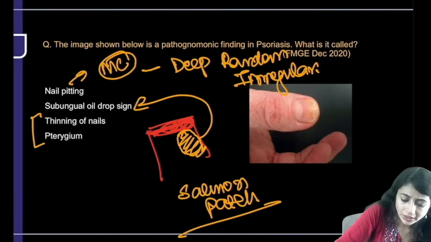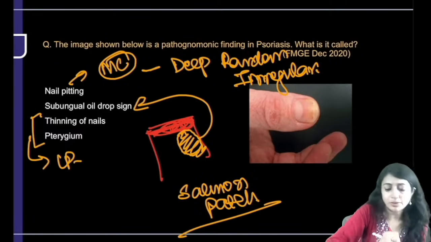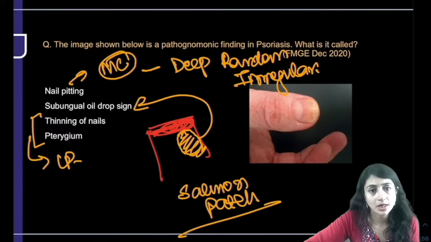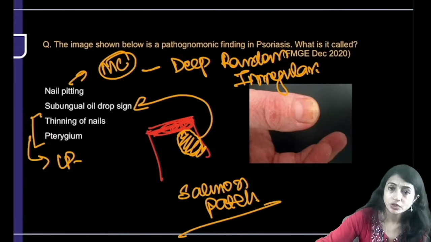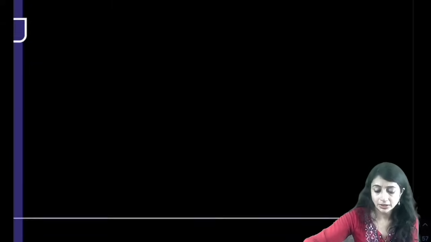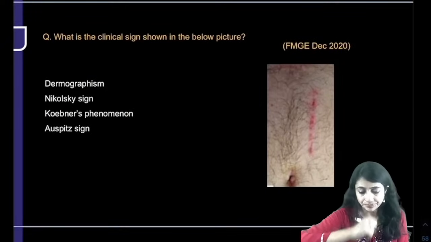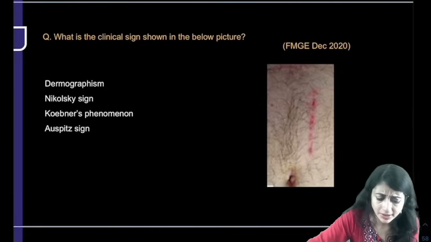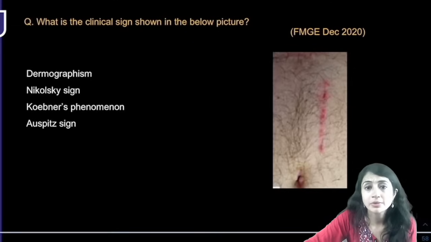Pterygium and thinning of nails are feature of lichen planus. We have already discussed that. But oil drop sign is a characteristic feature of psoriasis affecting the nail. What is the clinical sign shown in the image given below?